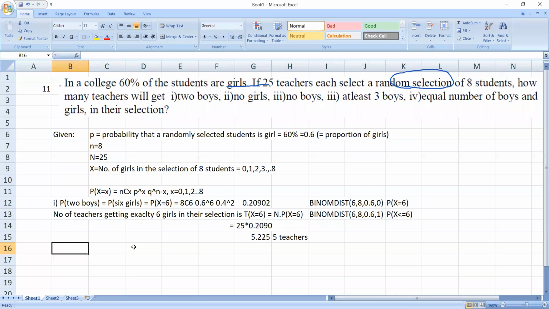Now answer the next one similarly. So P of no girls. Since X is defined as no girls, it will be just P of X is equal to 0. And for a binomial distribution, P of X equals 0 is q power n. So you can directly write that. Use the probability mass function. So this becomes 0.4 to the power of 8.